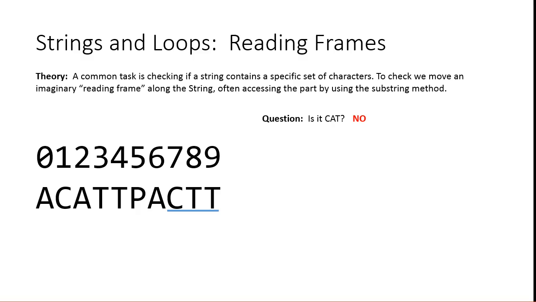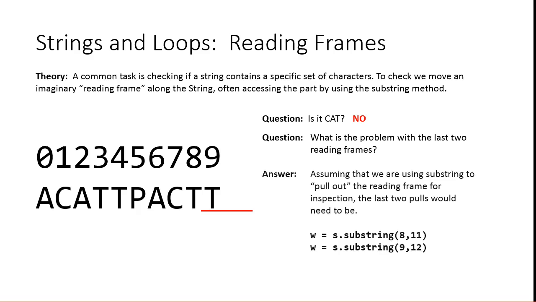Now, what often happens when we do this is we end up with this situation, and you'll see the problem. We keep moving that reading frame to here, and notice it's become red now. The reason why it's red is because I can't pull out three characters here, right? If I set my reading frame starting at index 8, there's only 2 characters to pull, and likewise, if I set my reading frame starting at 9, there's only 1 character to pull. So, like I said, what's the problem with the last 2 reading frames?